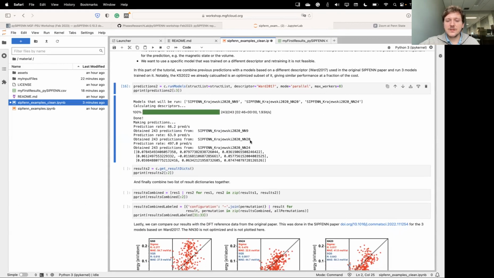Then the neural network 20, which is the novel materials model, trained to extrapolate to new knowledge, and neural network 24, which is created to be very fast. You can also see how much faster it is at making predictions. In the case of neural network 9 and 20, it ran 66 predictions per second, but in neural network 24, it ran 500 of them. Doesn't matter for 240 structures, but if you try to run it on 10 million, this is getting quite significant.